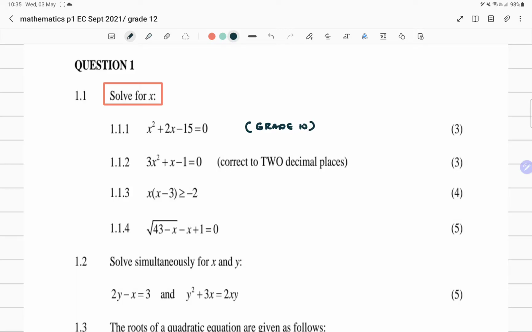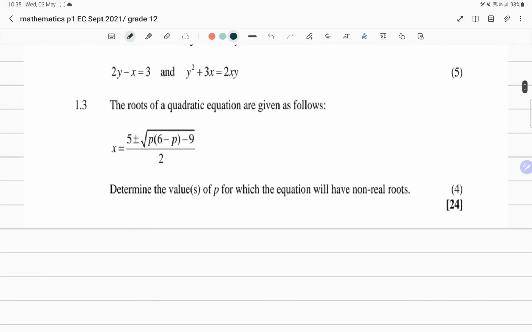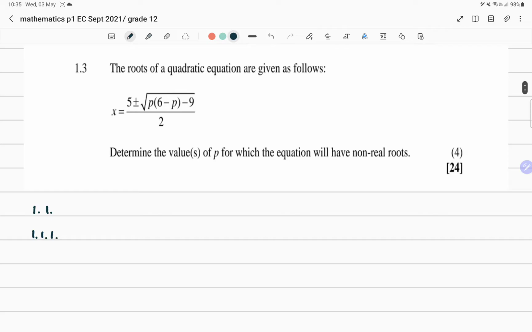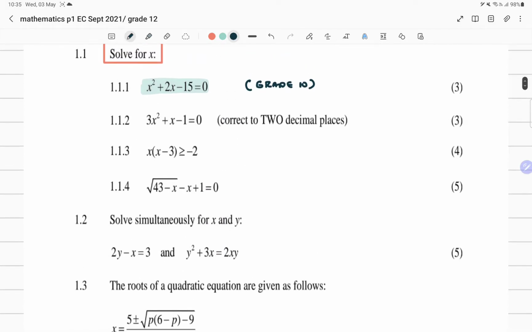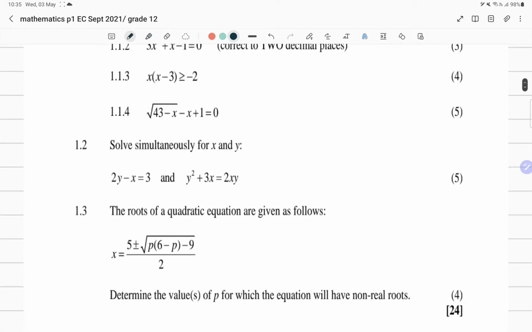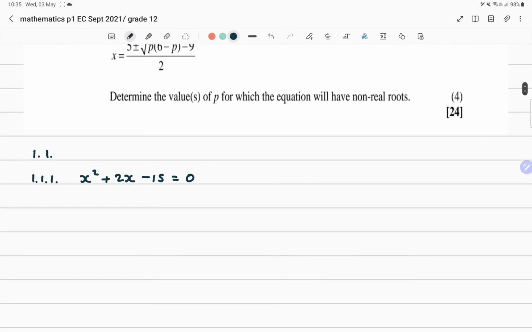If you think about it, there's always a representative of grade 10, okay? So it's amazing how these things are the way they are. Anyway, let's move on. So we've got here 1.1, where we've got 1.1.1. So x squared plus 2x minus 15 is equal to 0. Okay, just make sure you've copied it correctly.